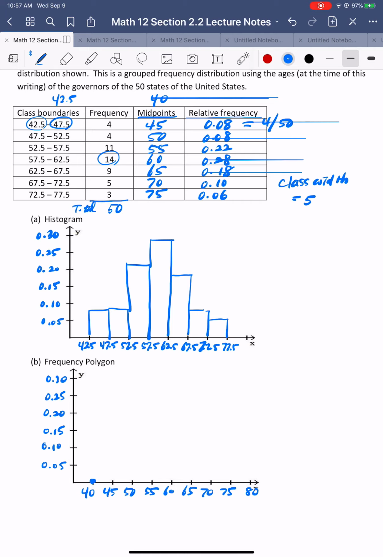And then the 50 is a 4. Oh no, 50 is a 0.0, 0.08 and 0.08. And 55, 0.22. 60, 0.28. And 0.18 next one, and 0.10, and 0.06, and then 0, isn't it? So we got this frequency polygon graph. All right, here we go.